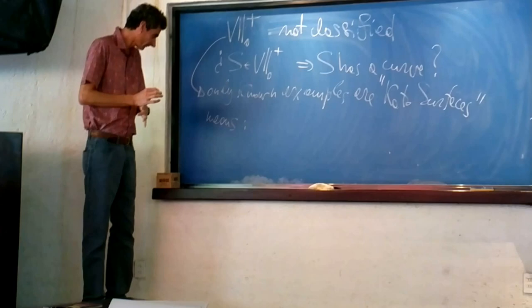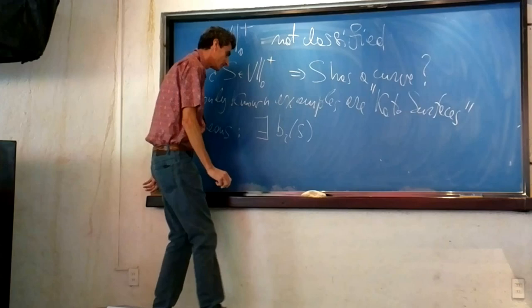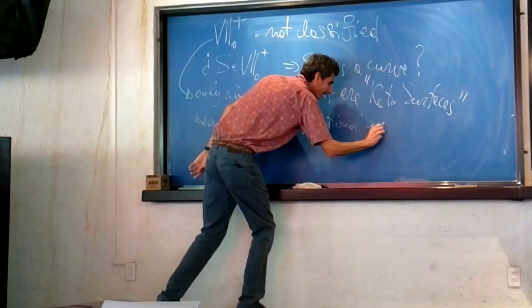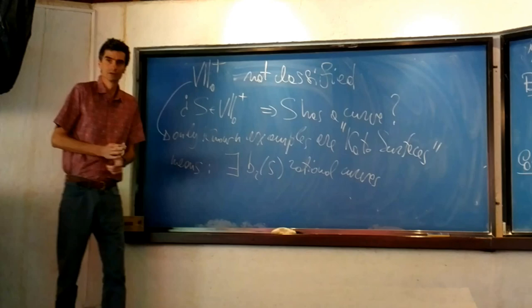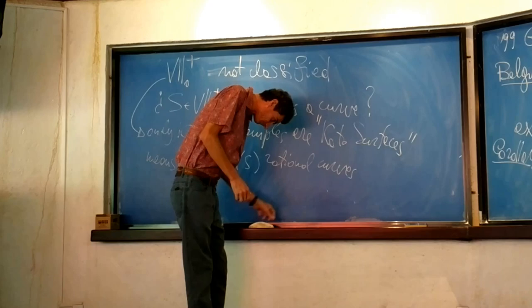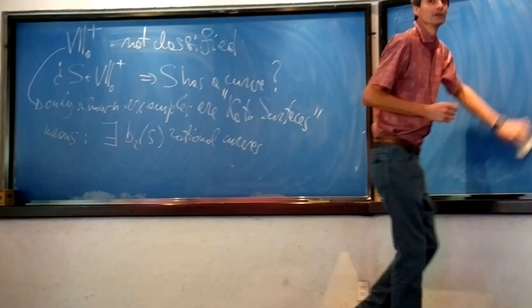There is the maximum possible number of rational curves. Okay, so it is known that there are very many curves. In fact, at most b2 of S rational curves. And then this is the limit situation. So we have to look at this class, and these are the known examples. And we would like to address the question of whether there are locally conformally Kahler metrics.